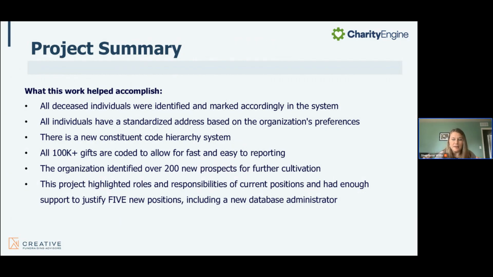Because I'm going to be honest, and if you're a leader on this call, pay attention. It is really hard to prioritize data cleanup. It's something that we'll get to. We hope to get to on a rainy day. There's never enough time, never enough energy. And so I always look for, by doing this work, what will it help accomplish? So in this case study, all deceased individuals were identified and marked. Amazing, great. We may not catch them all, but at least they were.